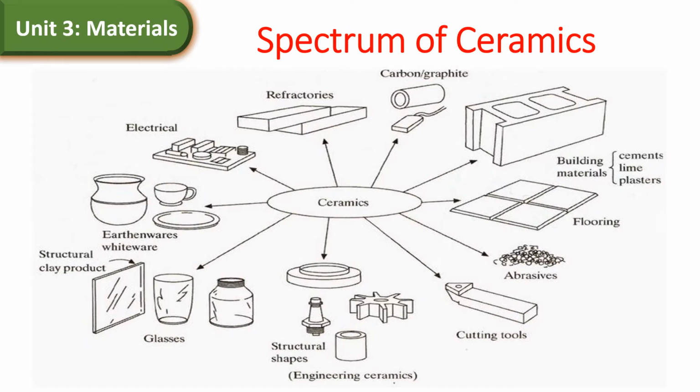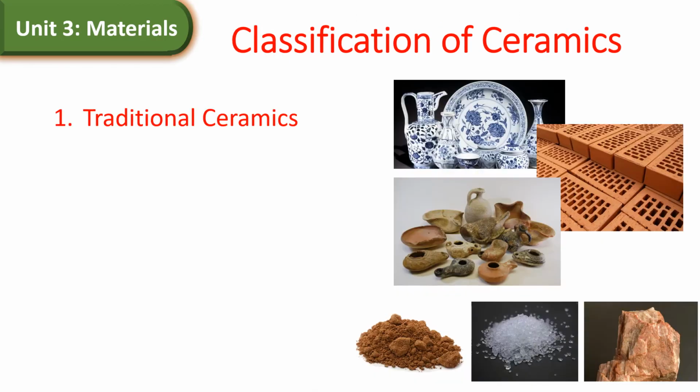About the spectrum of ceramics, you can find them in different applications. They can be found in refractories, carbon or graphite. They can be found in building materials such as flooring, and then you have abrasives, cutting tools, glasses, and so on and so forth. Speaking of ceramics, there are two classifications. The first one is traditional and the second one is advanced.